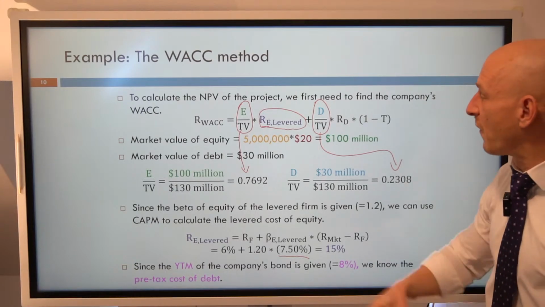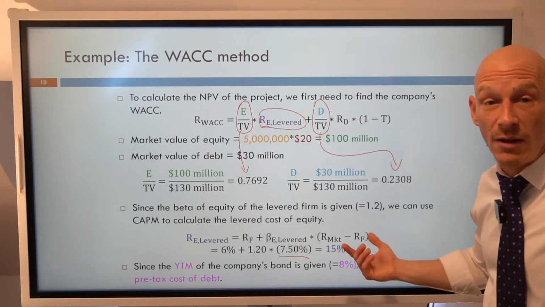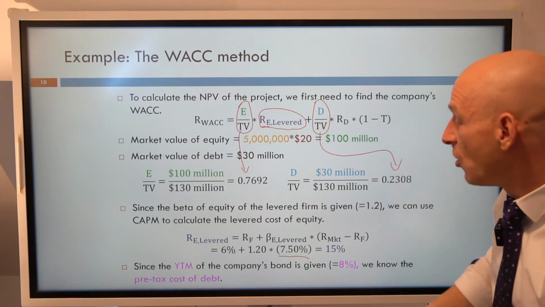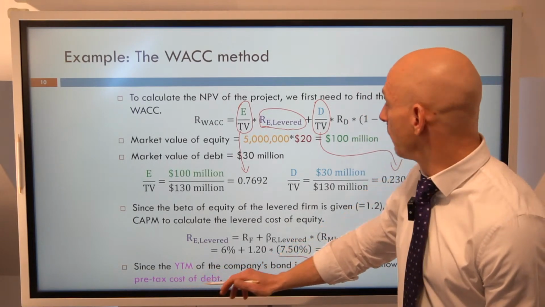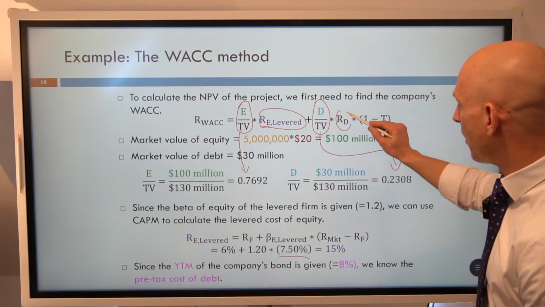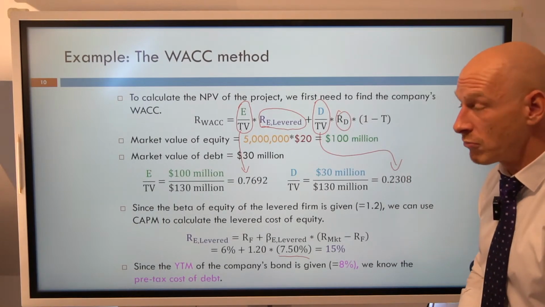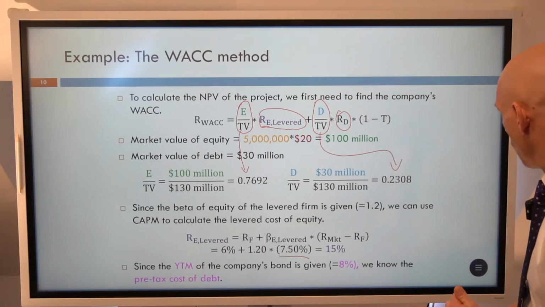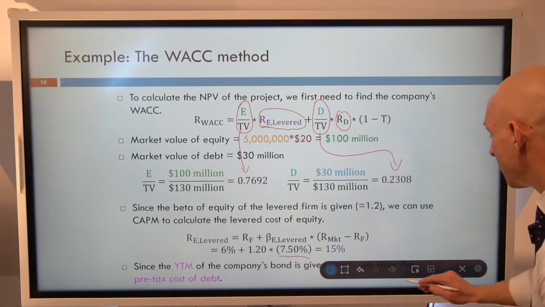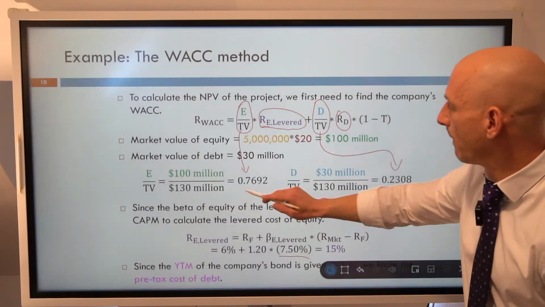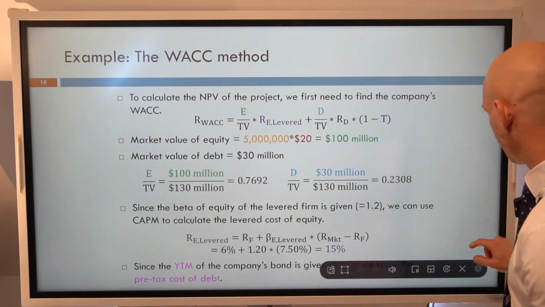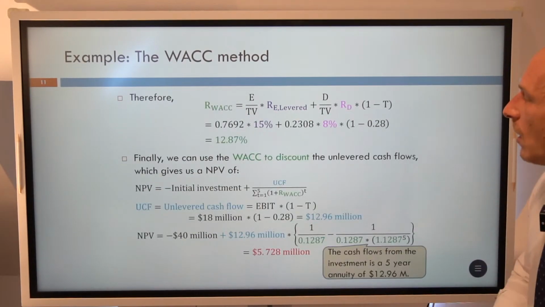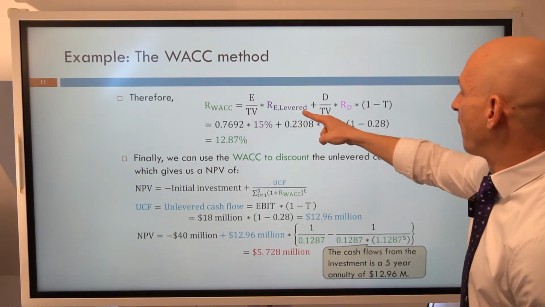What else do we need for our WACC? Well, we have everything together. We know the yield to maturity, which is what we are going to use for RD. It already is a pre-tax cost of debt. Perfect. So we have our ingredients in place. Let me close this quickly. All right. So this is our final formula.